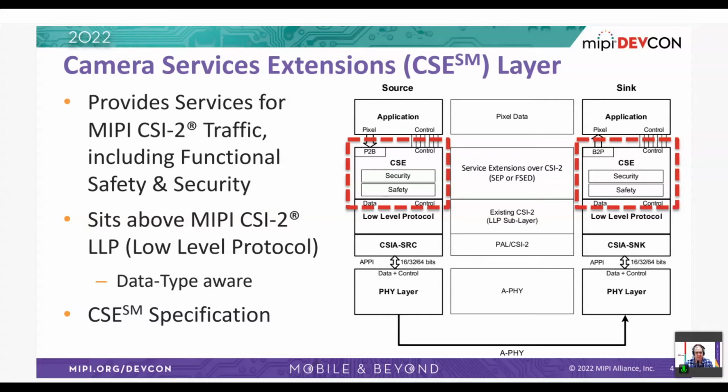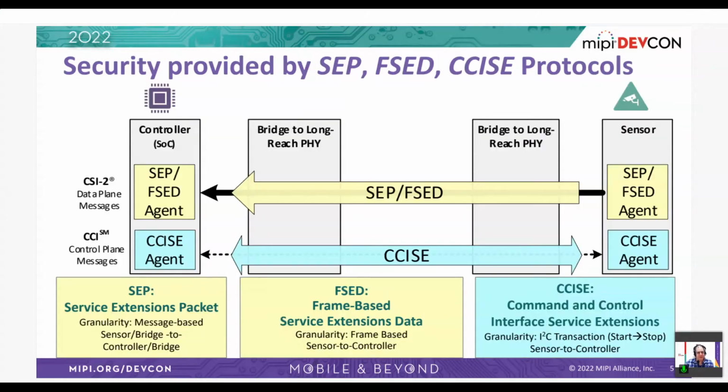So it can be data type aware, which means that we can make decisions on what security is being applied based on the type of data that's coming through. And that means that we can really focus our efforts on the data that needs protecting. What our efforts have produced are 3 separate protocols. We're only going to be focusing on the first 2. The SEP and FSED are there to protect the CSI-2 data, the image data, and they provide end-to-end security.